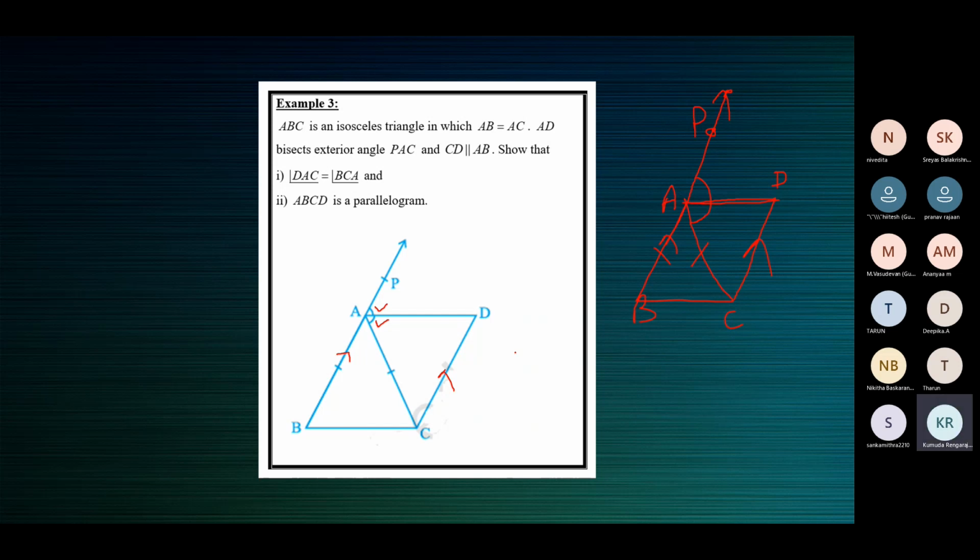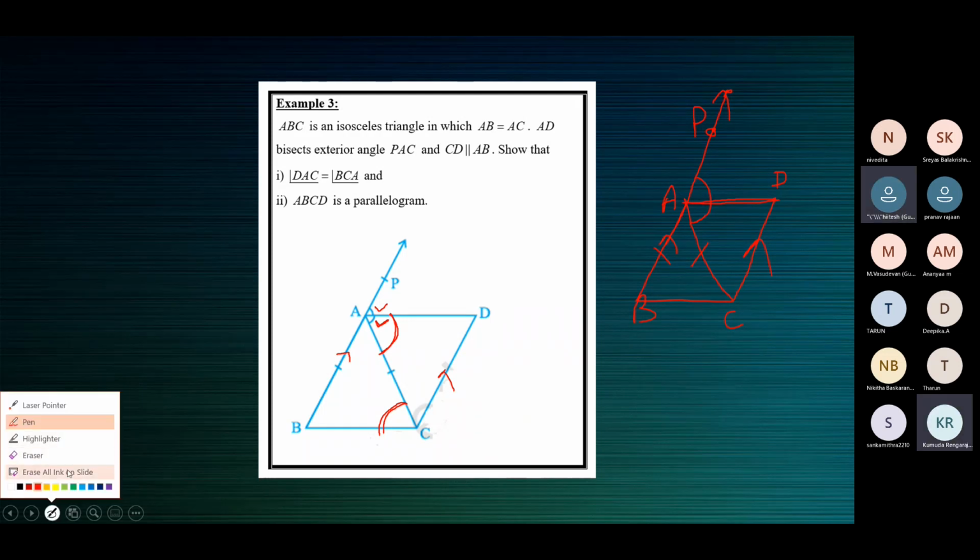With this known to us, we need to prove that angle DAC is equal to angle BCA. Where is DAC? This angle. Where is BCA? This one. So we need to prove that this angle is equal to this angle. Children, is the given information clear? Yes, ma'am.